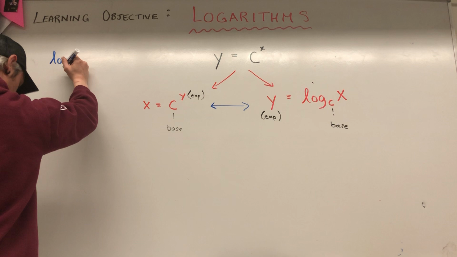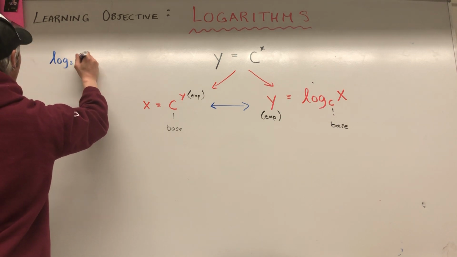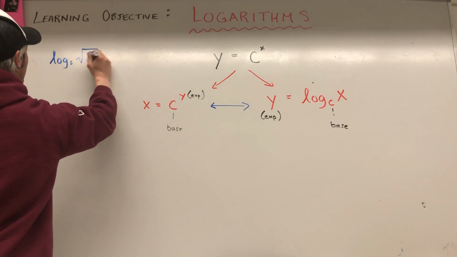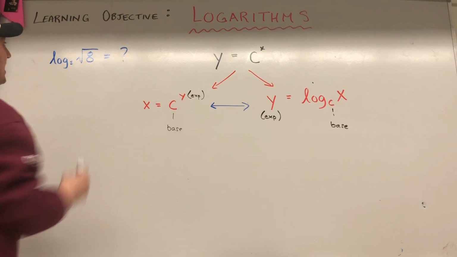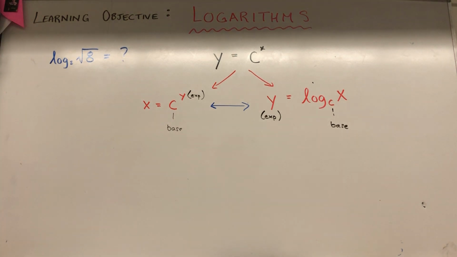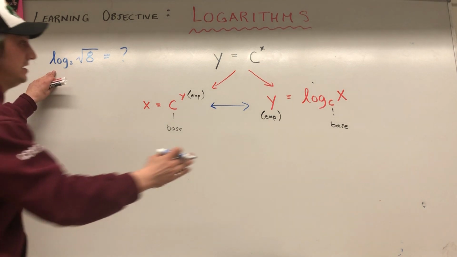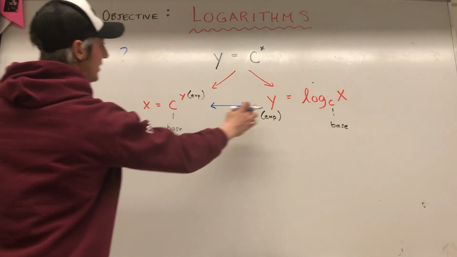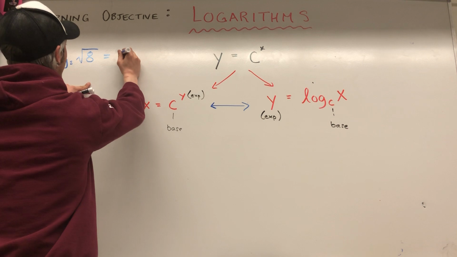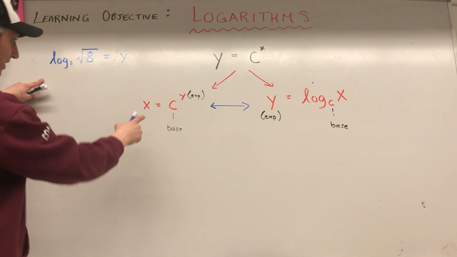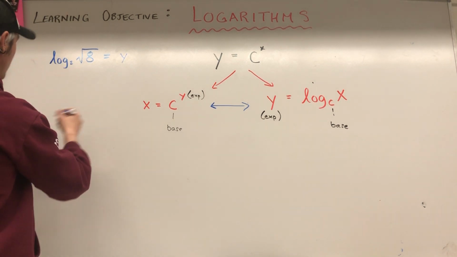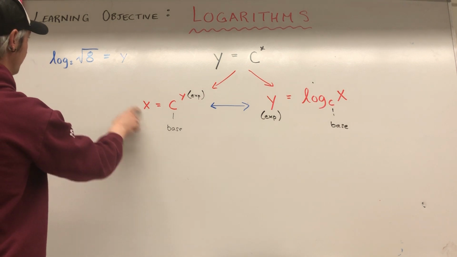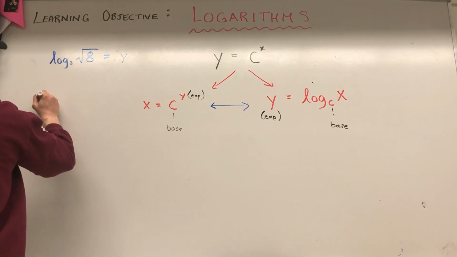So I had log base 2 of square root of 8. And I said that's equal to what? So now we have a square root here. That's kind of complicating it. But we're going to just follow the same process. So I'm here, and I know that my question mark must be my y that I'm trying to calculate. So I'm going to rewrite it. Square root of 8 is my x.